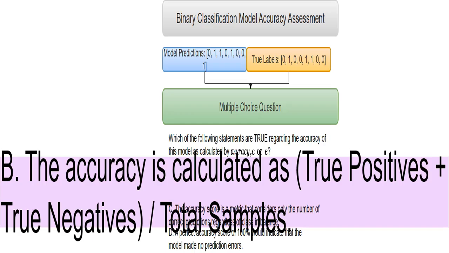This statement describes how to calculate accuracy. It says to add the number of times the model was correctly right and correctly wrong, true positives plus true negatives, and then divide by the total number of samples.